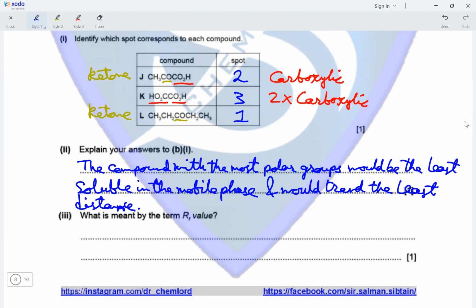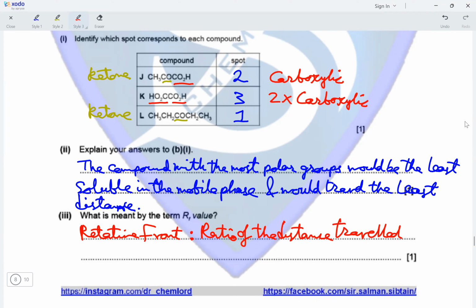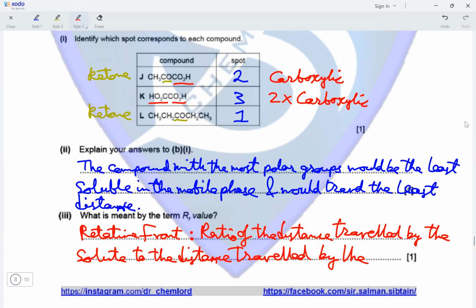What is meant by the term Rf value? Rf value stands for retention factor, and it is described as the ratio of the distance traveled by the solute to the distance traveled by the solvent.